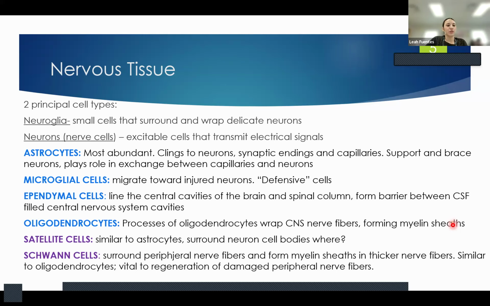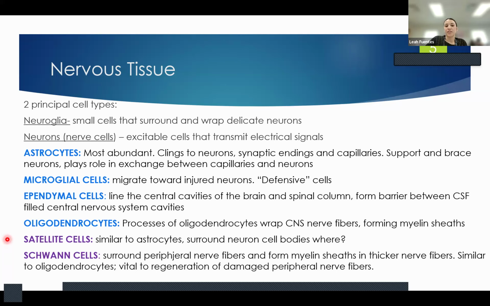And then we get into more specifically, these are divided by CNS in blue and then PNS in this purple color down here. So within our central nervous system, we have astrocytes, which are the most abundant. These cling to neurons, synaptic endings, and capillaries. They support and brace neurons, and they play a role in exchange between capillaries and neurons.